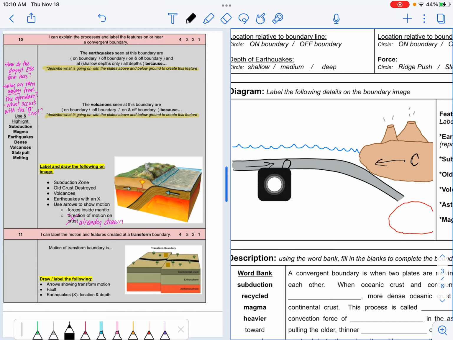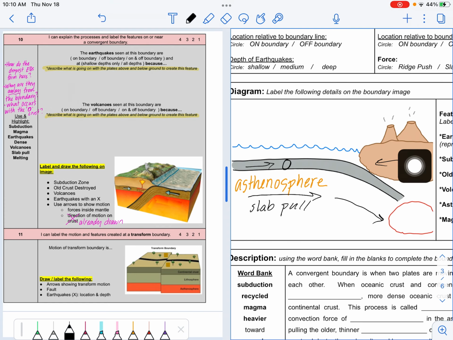So what we see happening as these two plates merge towards each other is we see the more dense piece of crust sink down into the asthenosphere. So we should be able to label that up. And we know that that sinking is happening because of the forces within the asthenosphere, right? Our slab pull is slowly moving that tectonic plate downward underneath the less dense continental crust, which is essentially floating, if you will, on top.